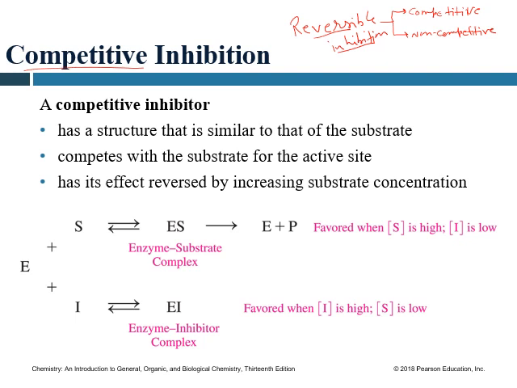In competitive inhibition, a competitive inhibitor, as the name says, competes with the substrate. So whatever the structure or shape of the substrate is, the inhibitor should have the same type of shape. That's why they can compete for the active site, right? So a competitive inhibitor has a structure similar to the shape of the substrate, and it competes with the substrate for the active site, right?